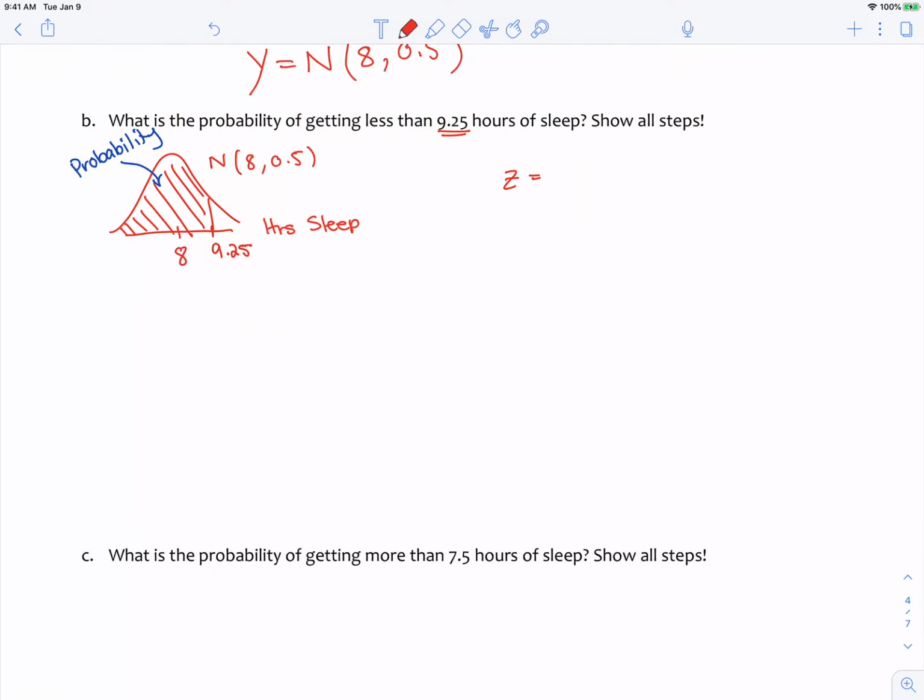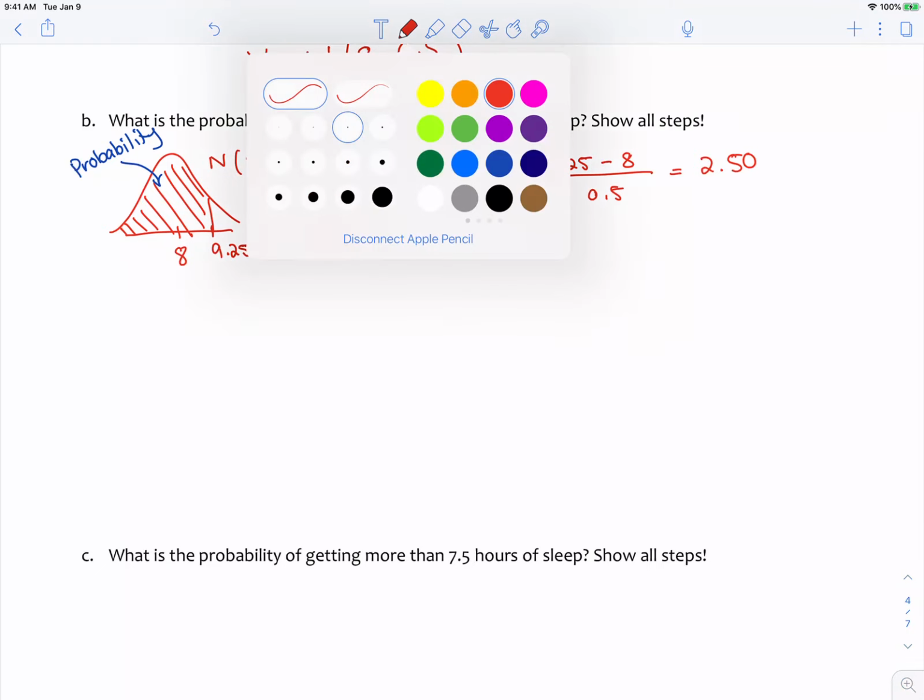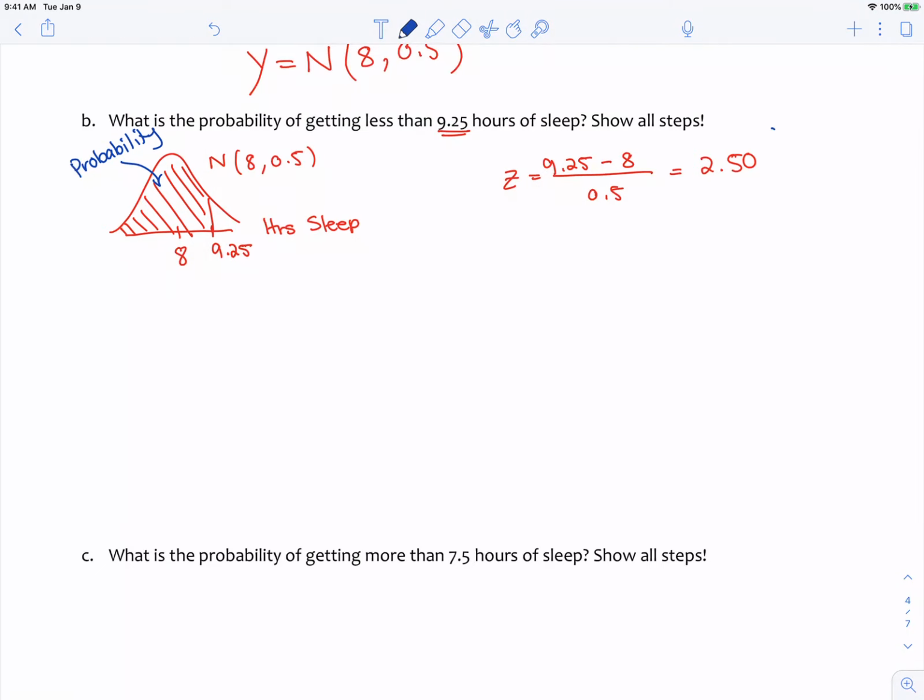So z is equal to our bound or our data value of 9.25 minus the mean, divided by the standard deviation of 0.5. Okay, and that's going to be 2.50 to 4 decimal places. A couple of things we can get just from looking at that is we know that this is an unusual value, since it's more than 2 standard deviations from the mean. Shading to the left then is shading most of our distribution. It's going to be a lot, right?